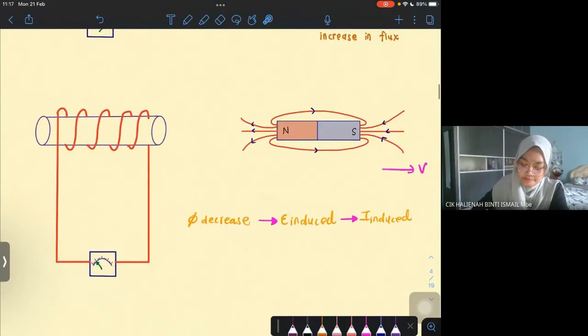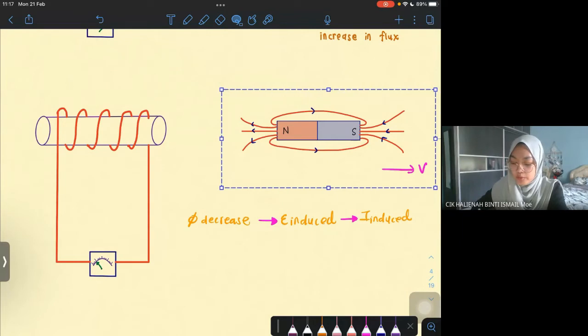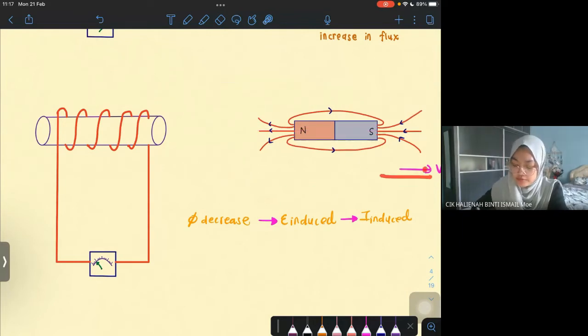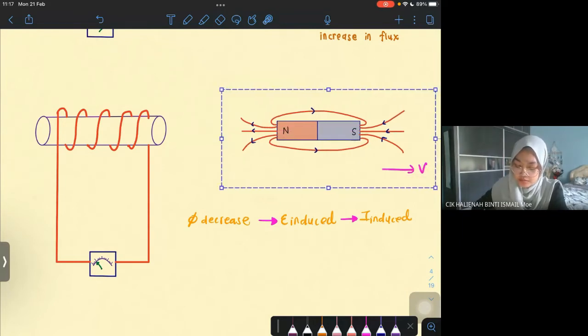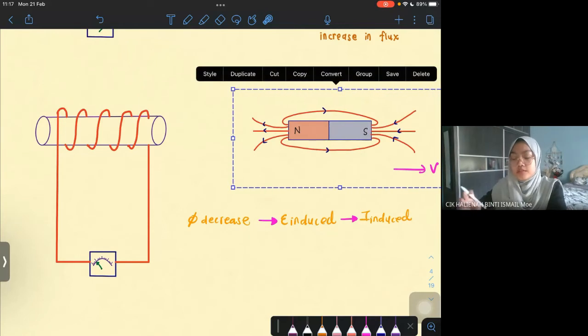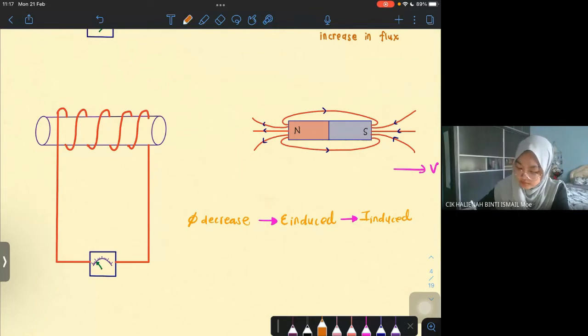But if the magnet is moving away from the solenoid, and then solenoid Lenz law cakap, no, I don't like you to go away from me. Okay, you need to come back. Okay, dah boleh jauh-jauh lah, so kena dekat balik. So macam mana dia mau tarik balik magnet ni? Dekat sini dia kena jadi south. Sebab north dia akan attracted to the south. So kalau dekat sini south, automatic dekat sini akan jadi north.